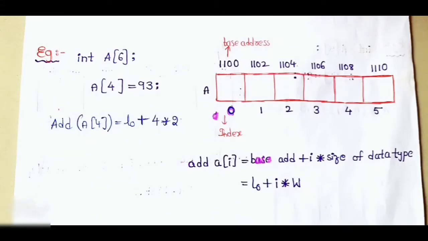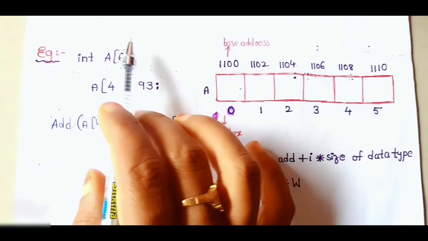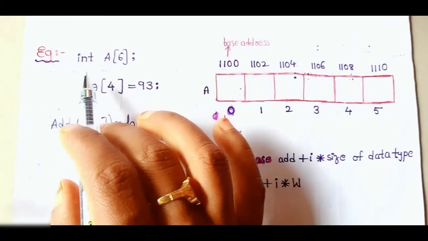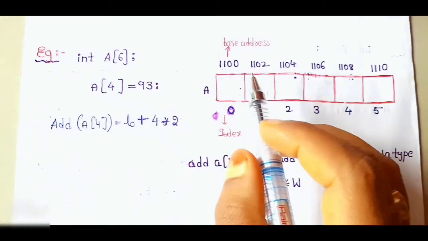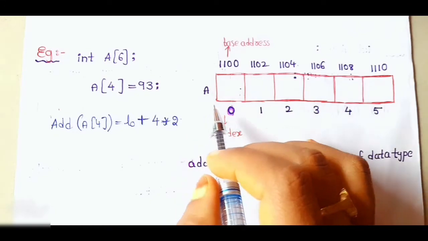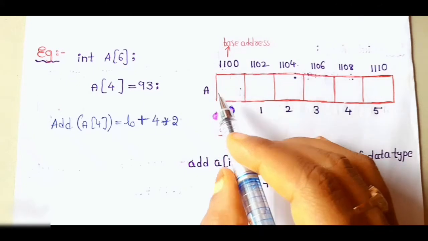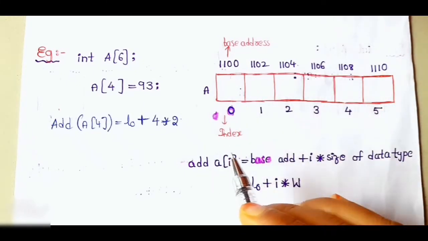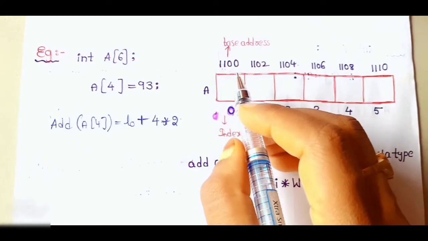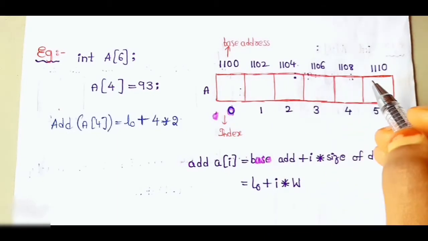Now we will see the second example. The size of the array is 6. A is the array name and the size is 6. Here the data type is int. Integer means we have to take only 2 bytes. The size of each element is 2. So A is the array name and here I have taken 6 elements. The memory is allocated for the 6 elements with indices 0, 1, 2, 3, 4, 5. And here I have taken the base address 1100. The starting address is 1100, 1102, 1104, 1106, 1108 and 1110.